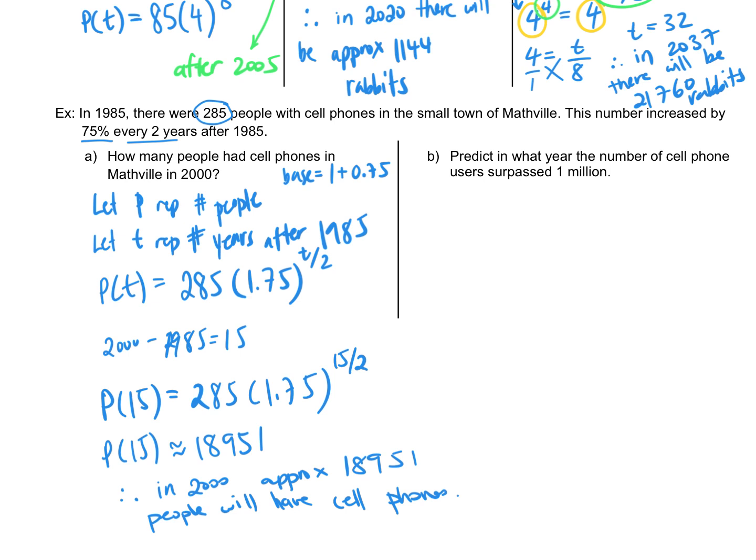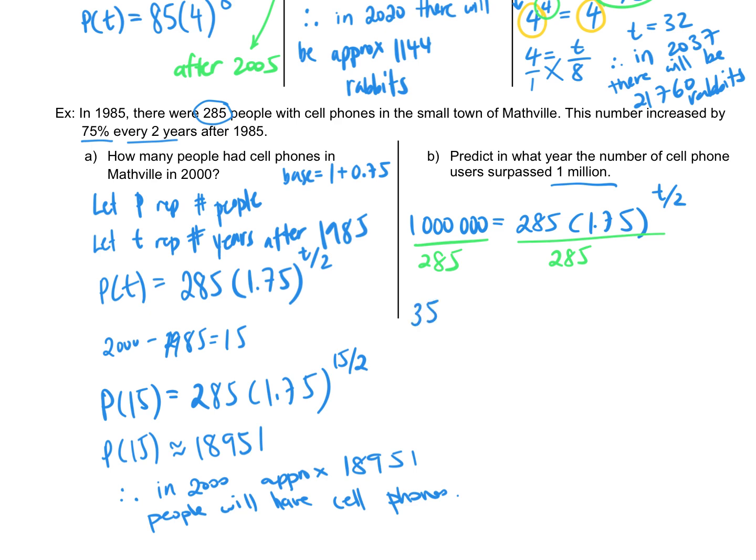Predict in what year the number of cell phone users surpassed 1 million. So now we're being given the number of people, which means we're going to replace P at T with 1 million. And it does become an equation again. So I'm going to divide both sides by 285. I don't get an exact value, so I am going to lose a little bit of accuracy. I'll put a few decimals.